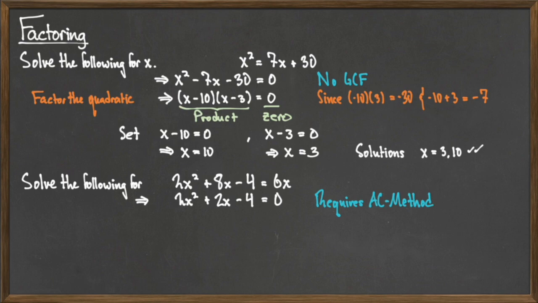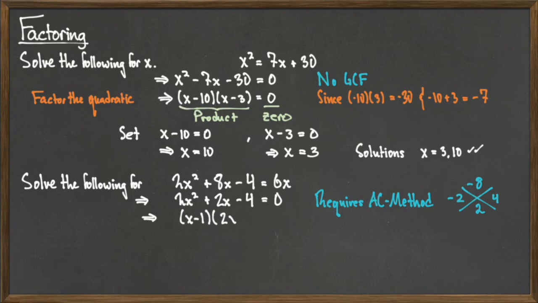But now that this is in standard form, we know that a is equal to 2, b is equal to 2, and c is equal to -4. So we'll draw our cross and put -8 and 2 in the north and south slots respectively. And then by a little bit of guesswork, we'll see that the numbers -2 and +4 are going to work for us. -2 times +4 gives me -8, and -2 plus +4 gives me 2 as desired.